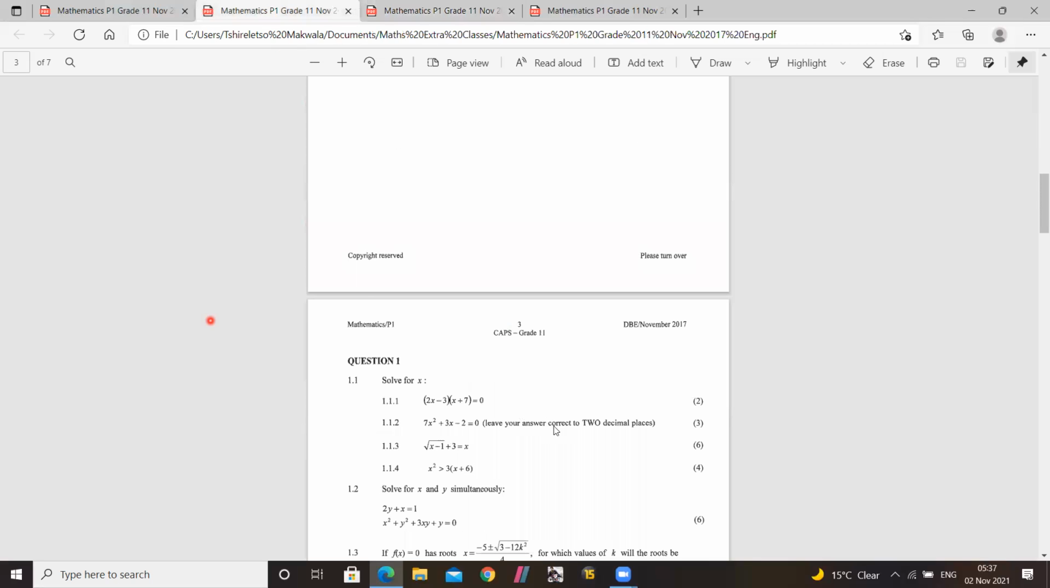Let me show you question 2. So you see 1.1.2, it's the same thing. This is the general formula, the quadratic equation. Then they say leave your answer correct to 2 decimal places. You know you use the quadratic formula. So then just substitute.